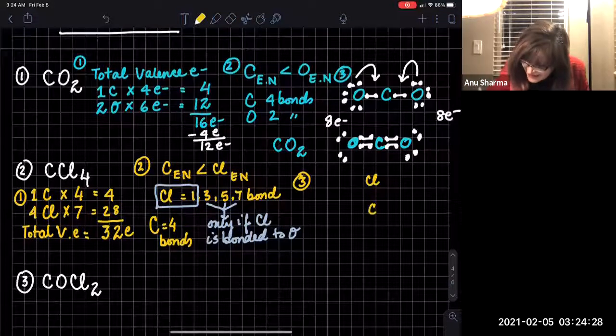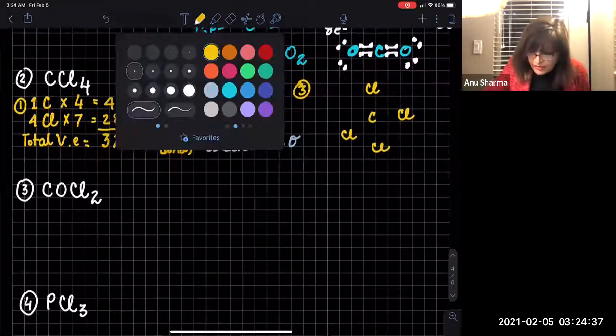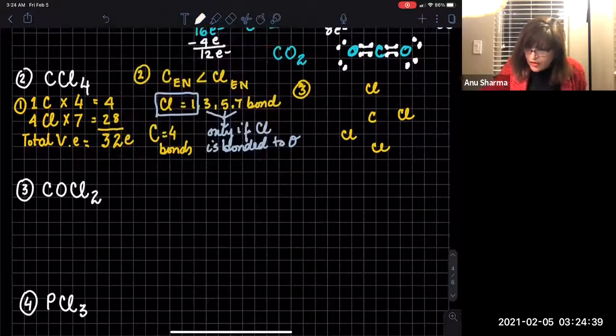Here's this chlorine, and here's one chlorine. This is another chlorine, and this is another chlorine. Okay, so best is to put them in the tetrahedral fashion. Now you connect them, and you have connected what? Each of the carbon and the chlorines have been connected with single bonds.